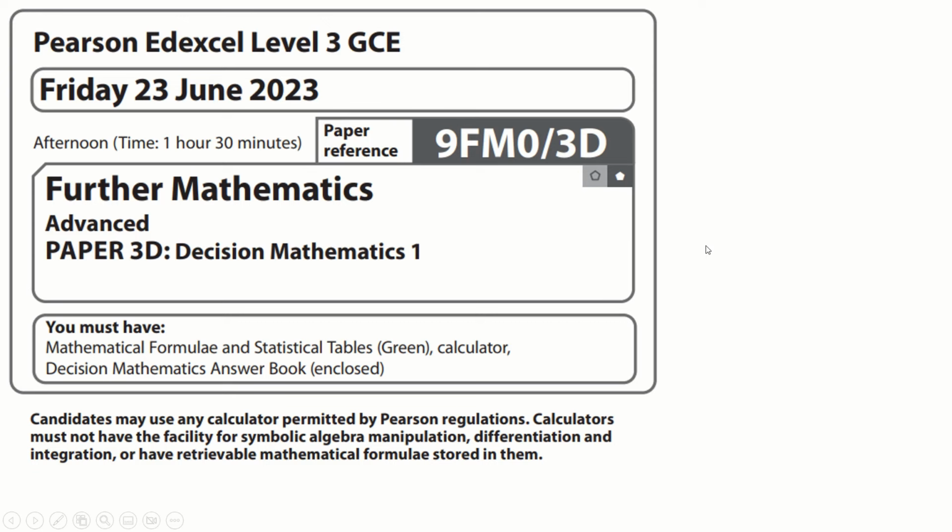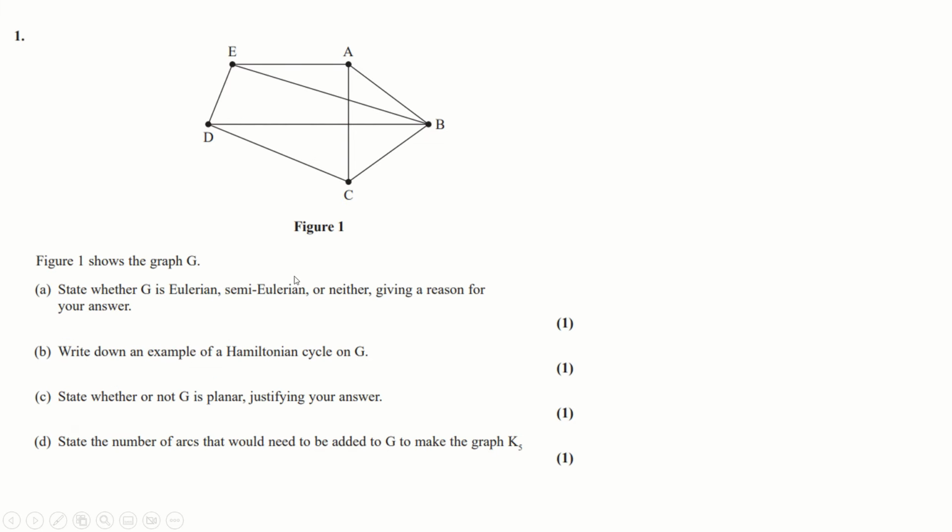This is the Decision 1 exam from 2023. Let's just go ahead and do it. Eulerian, semi-Eulerian, or neither? Well, it's actually got three odd nodes, I think. This one, this one, and this one all have odd degree, so it can't be either Eulerian or semi-Eulerian. Eulerian would be no odd nodes, and semi would be two of them at most.